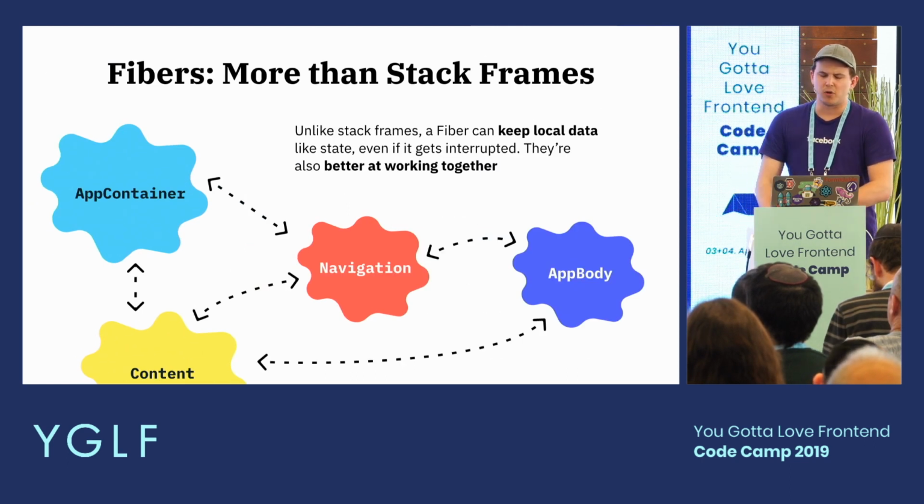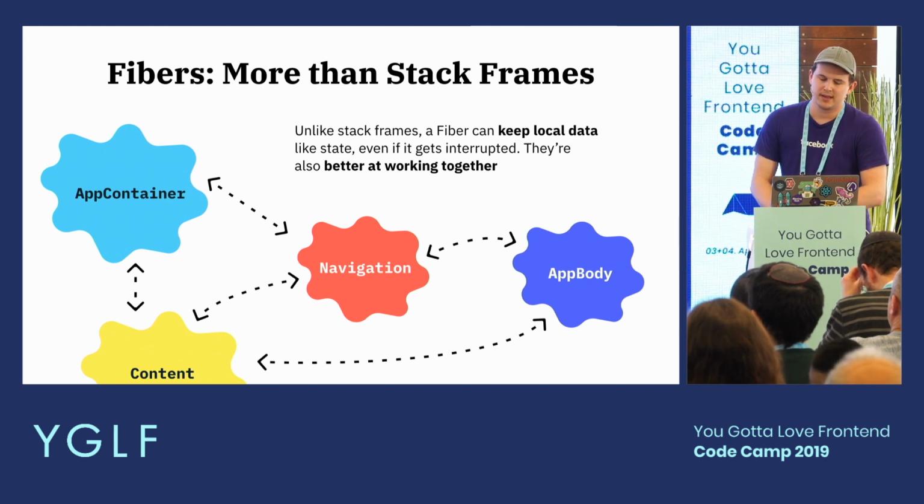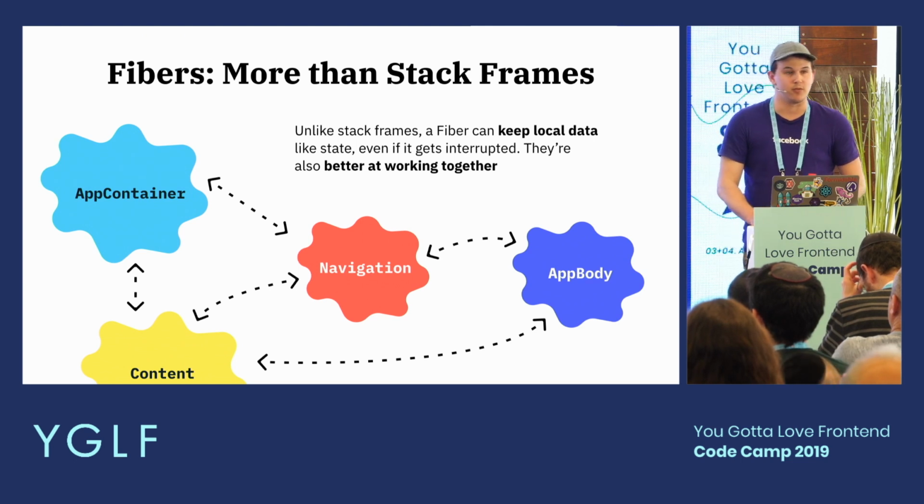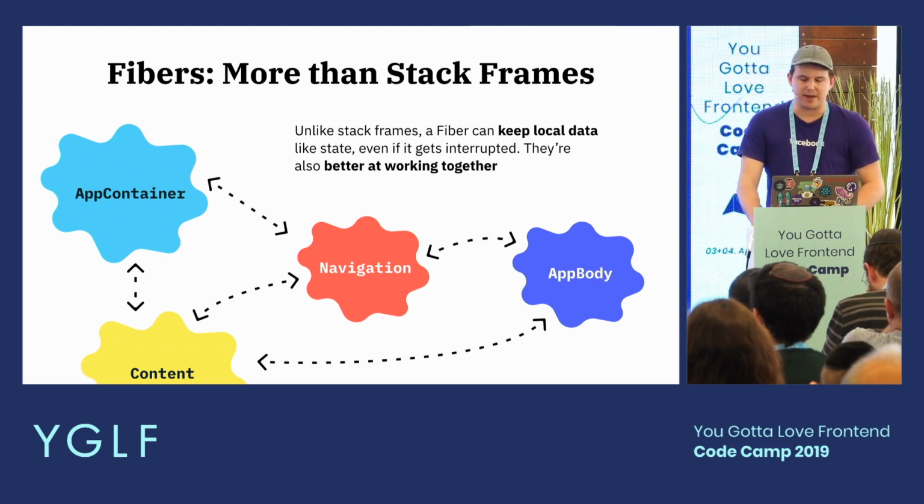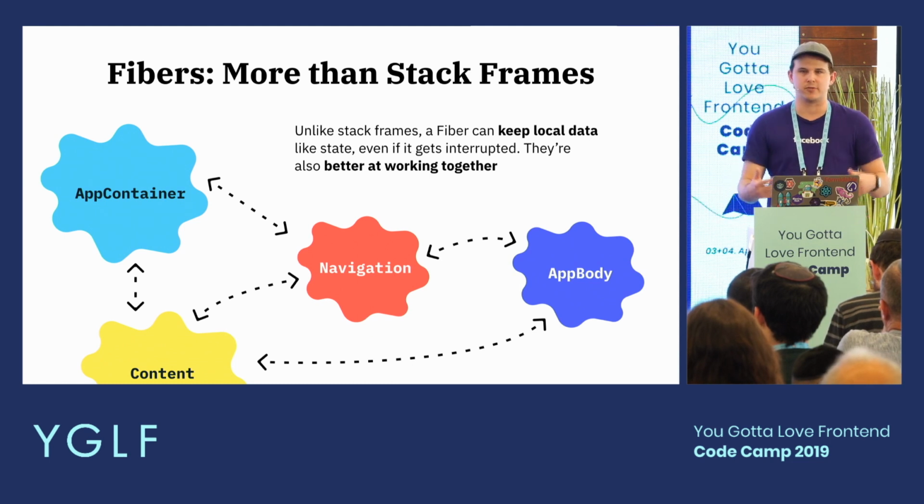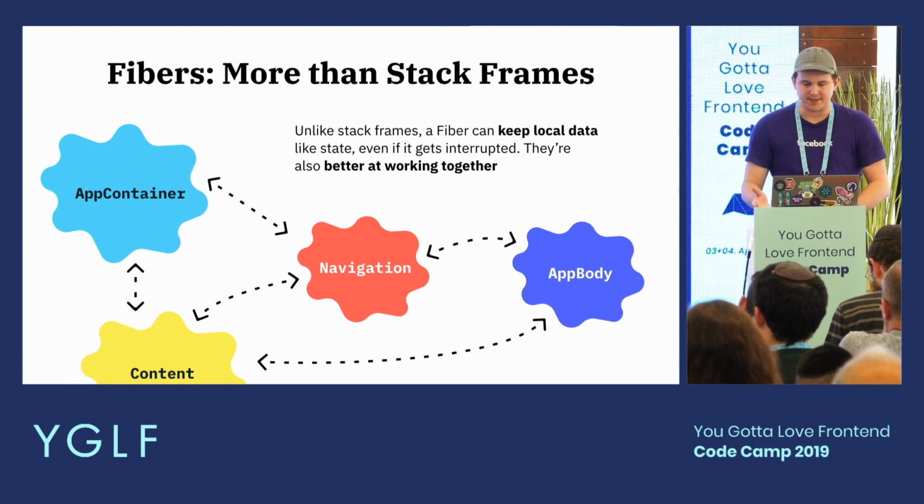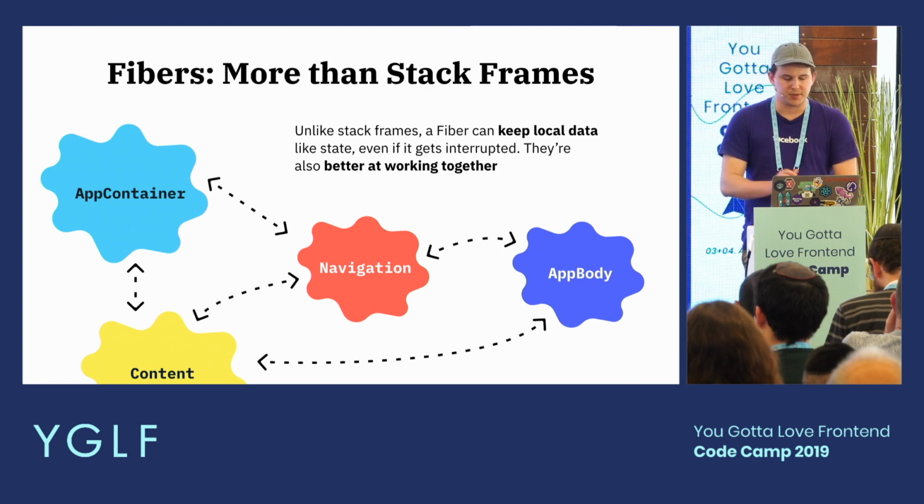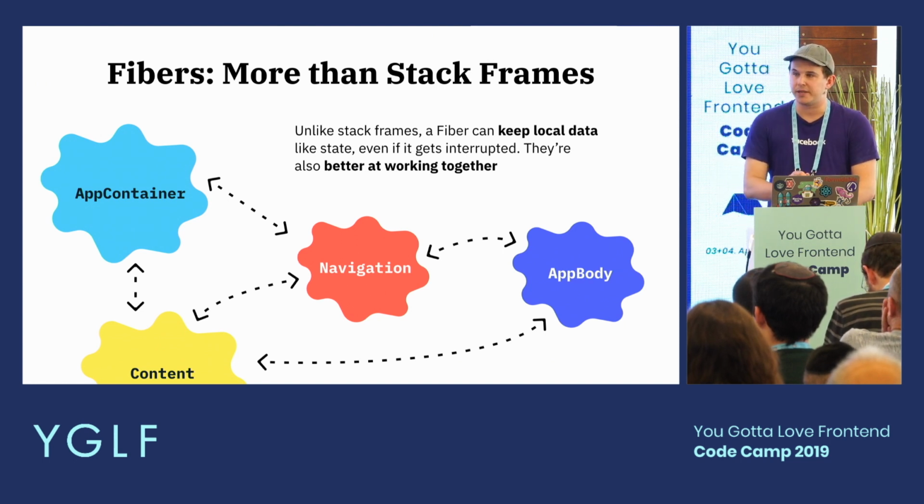And since a fiber stores more information like the children and its siblings, the scheduler can also make more intelligent and complex decisions around what work should be done and when. And unlike stack frames, fibers can actually keep around local data, like state, even if they're not currently active. With functions, once the function is done executing, anything that was local to that function, like local variables, is gone. That's not the case with fibers. So if React gets interrupted while rendering, it can resume rendering that fiber with very minimal overhead. Almost all of the work that it has done can be preserved, which makes interrupting and resuming a relatively cheap process.